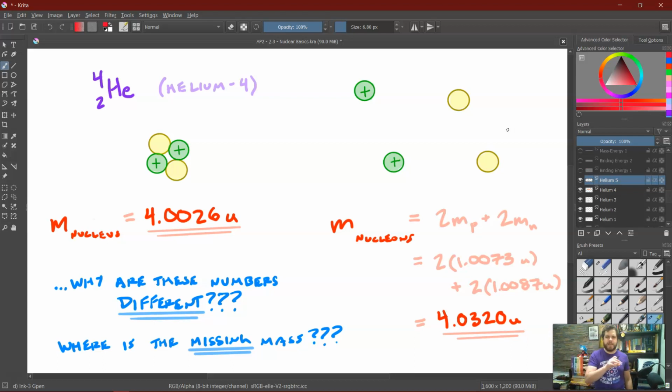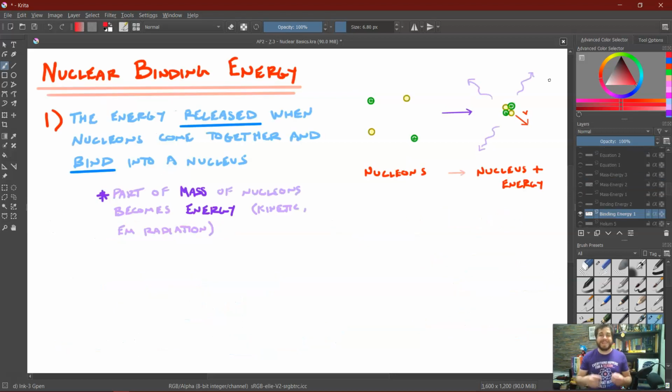Shouldn't that give me the mass of the nucleus? And specifically, the mass went down. Where did we lose this approximately 0.03 U? Where did that go? Well, where it went is something known as nuclear binding energy. Now, nuclear binding energy really has 2 different definitions that work in tandem, but it's 2 different ways to visualize it. One, it is the energy released when nucleons come together and bind into a nucleus.